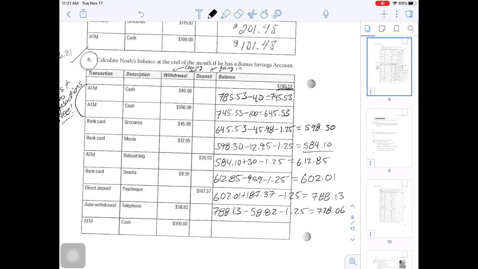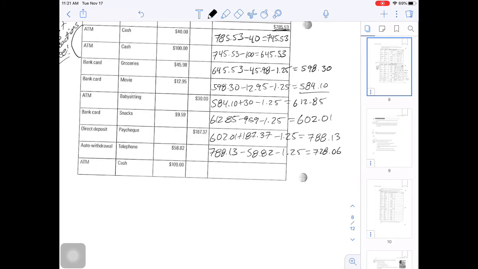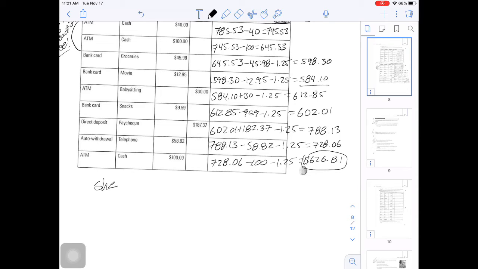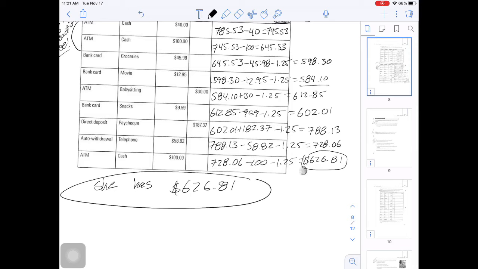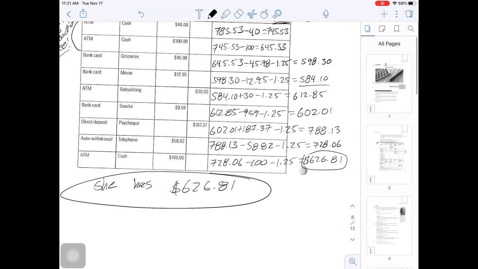$728.06. And finally, we are now at an ATM and we're withdrawing $100 again. And guess what? It's going to cost her $1.25 again. So it'll be $728.06 minus $100 minus $1.25. And she is left with $626.81. So she has $626.81. And remember, because of her account, she doesn't pay any monthly fee.